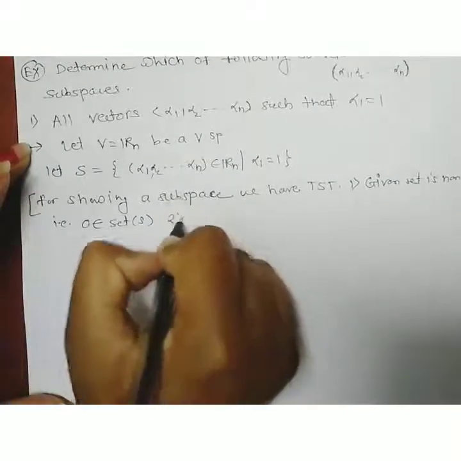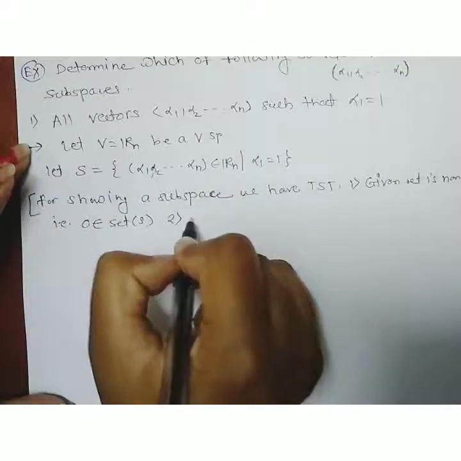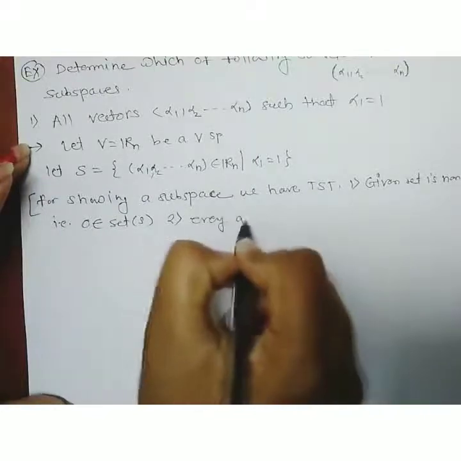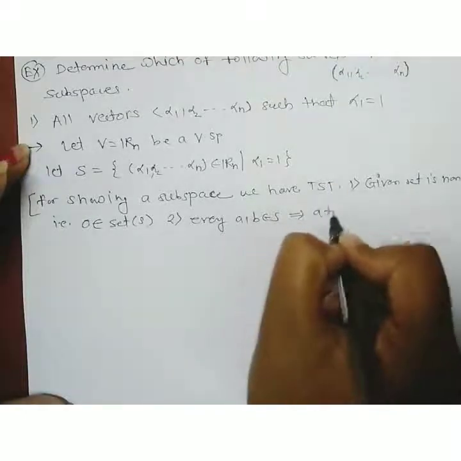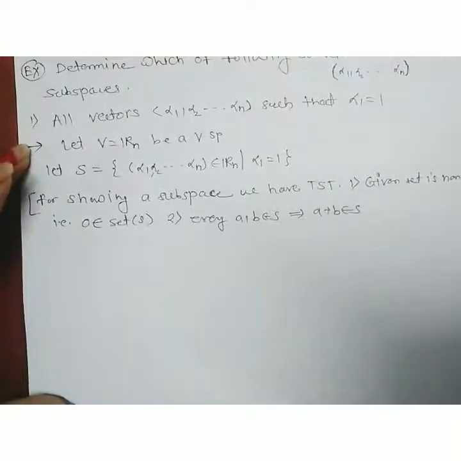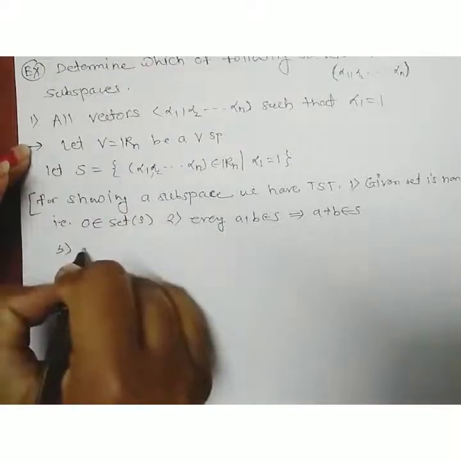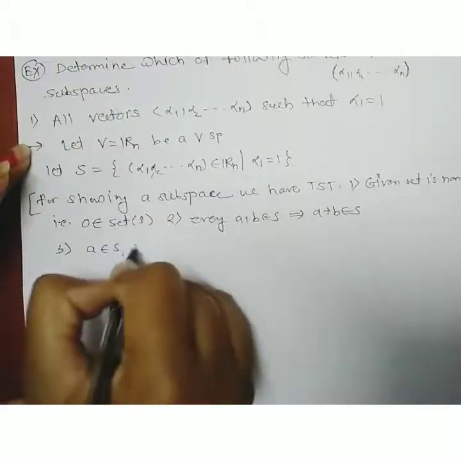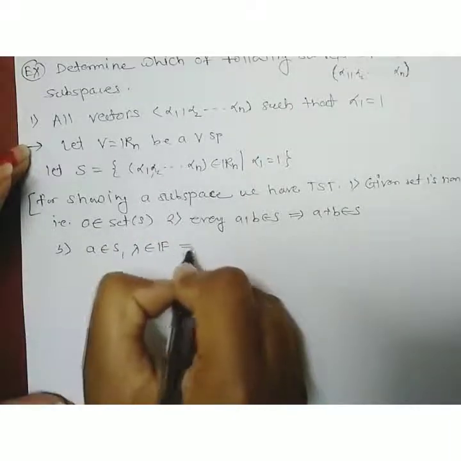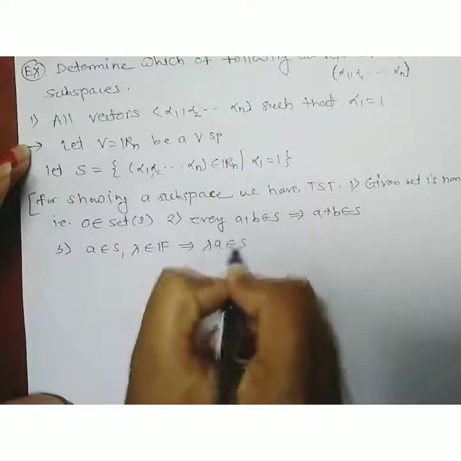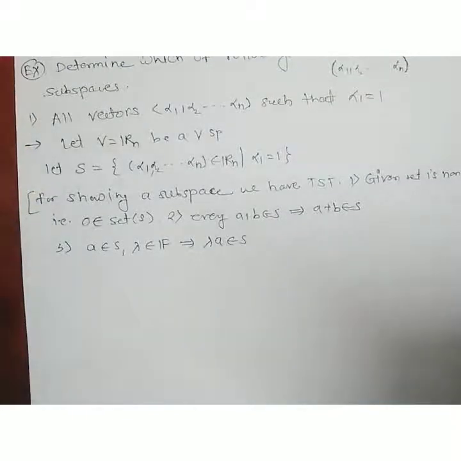Then what is the second condition? For every A and B belonging to the set S, A plus B belongs to that set. This is the second condition. And the third condition is: for any A belonging to the set and lambda belonging to the field F, we have to show that lambda times A belongs to that set. This is the third condition for showing a subspace.